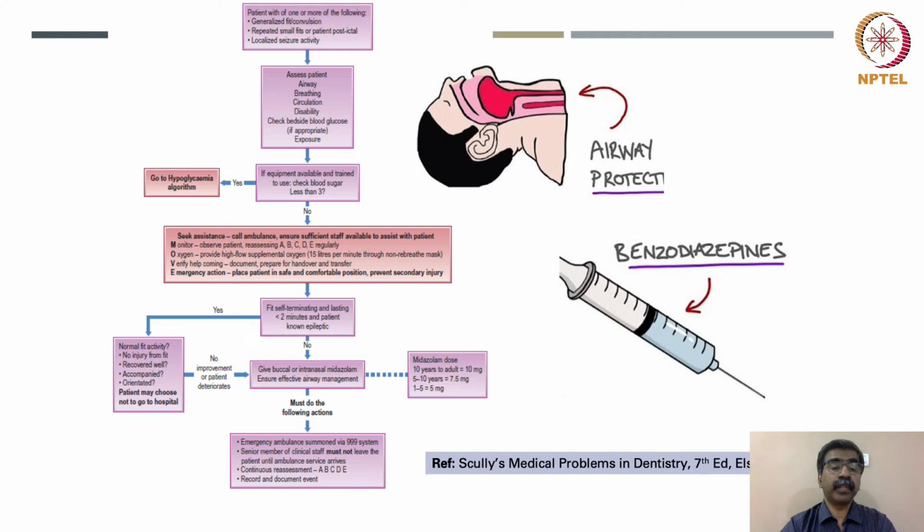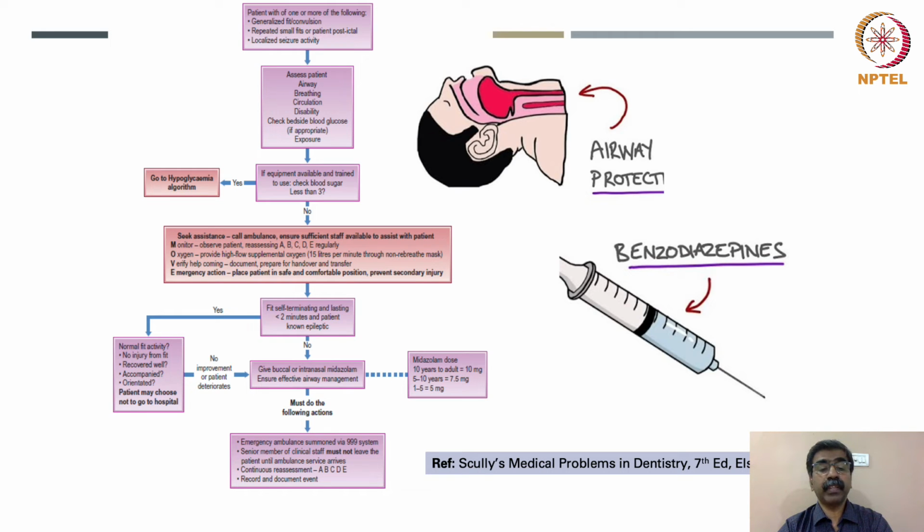Monitor and observe the patient, and reassess A, B, C, D, E regularly. Provide high-flow supplemental oxygen, 15 liters per minute through a non-rebreather mask. Verify that help is coming, document, and prepare for handover and transfer. In emergency action, place the patient in a safe and comfortable position to prevent secondary injury.